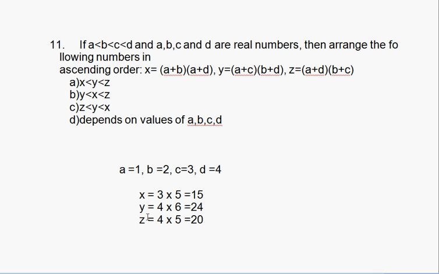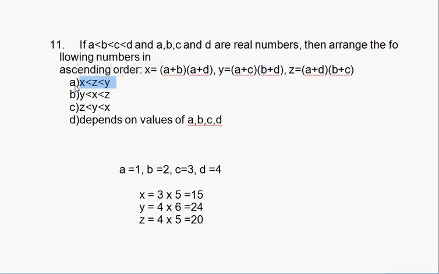So y has to be the greatest, right? Which is not here, so maybe the choices are wrong. The answer should be x < z < y, which is not given in our options. So perhaps the options are wrong, but it is not dependent on the values of a, b, c, d. Whatever the real values, if they are in ascending order like 1, 2, 3, 4, they should always satisfy this. So it has to be x < z < y, so y has to be highest.